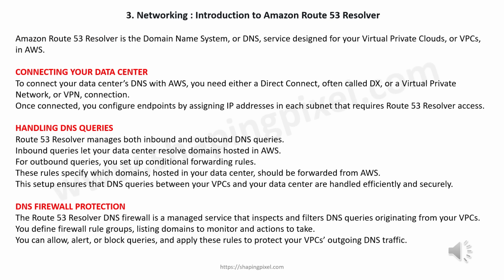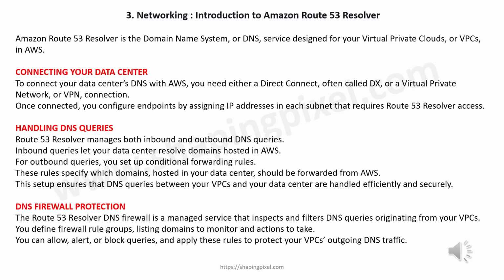Amazon Route 53 Resolver is the Domain Name System, or DNS, service designed for your virtual private clouds, or VPCs, in AWS. It seamlessly integrates with your on-premises data center, making DNS management across environments straightforward and secure.